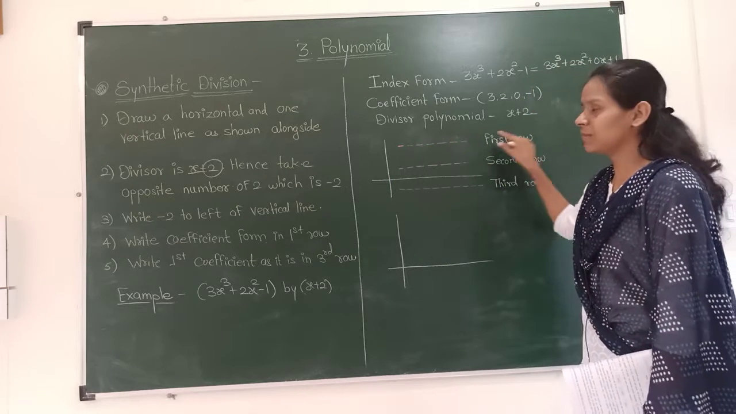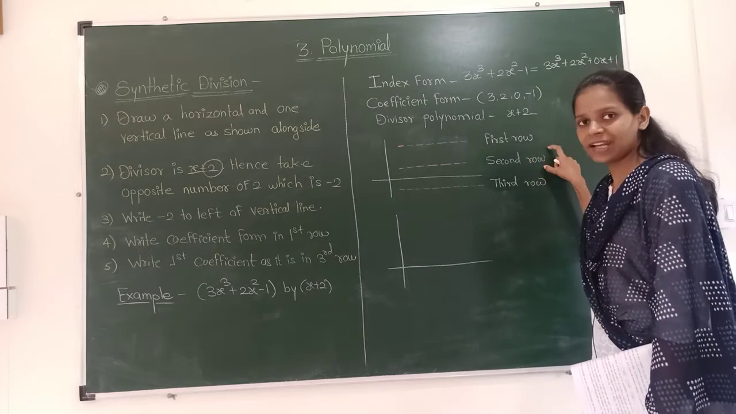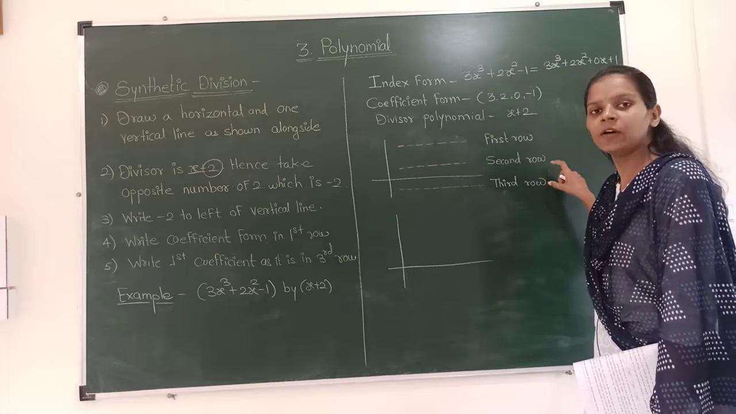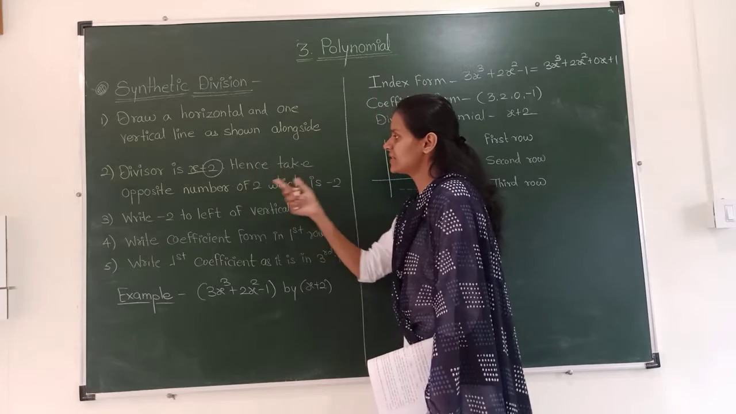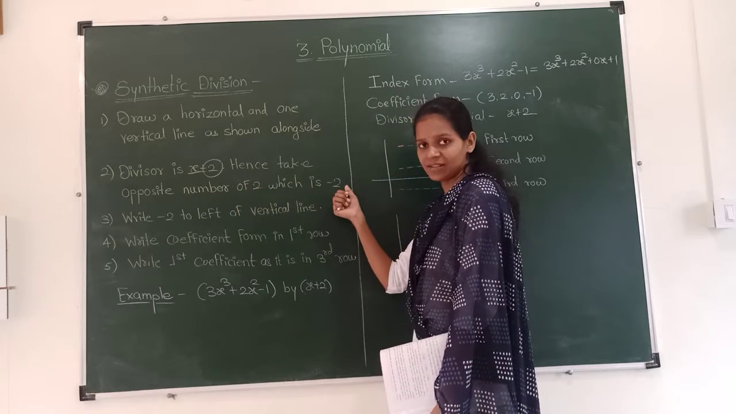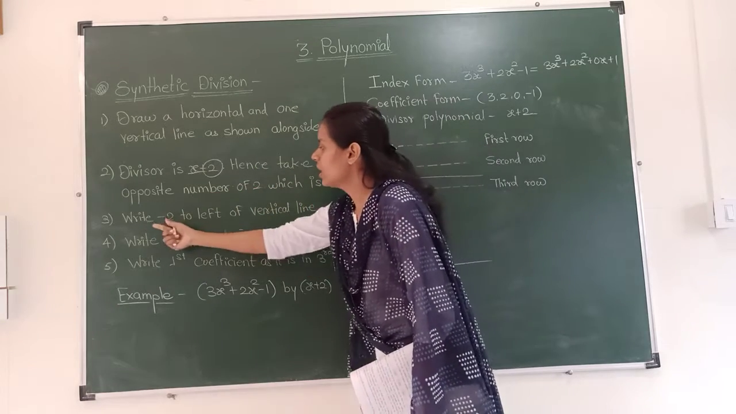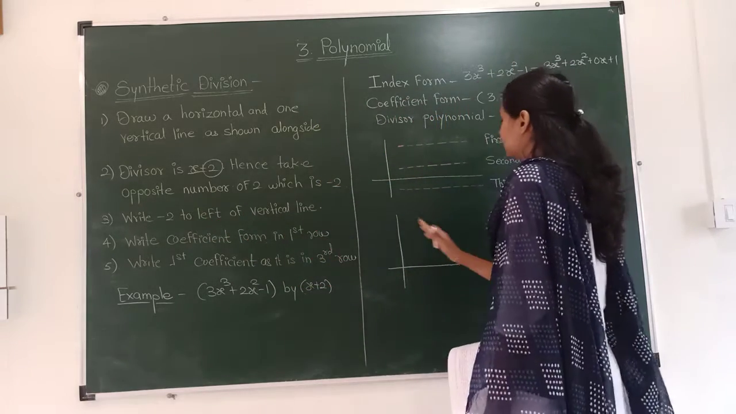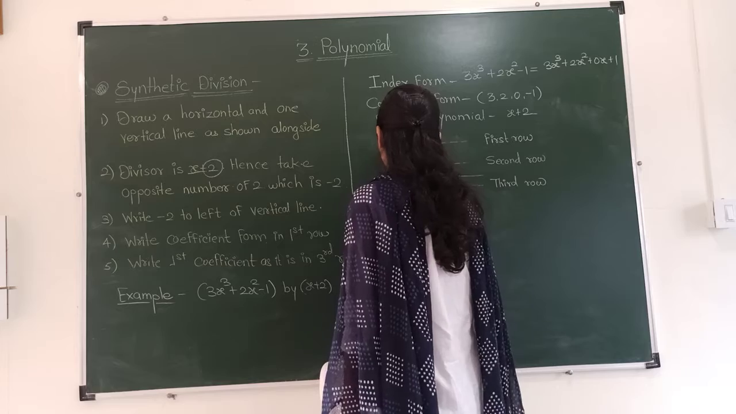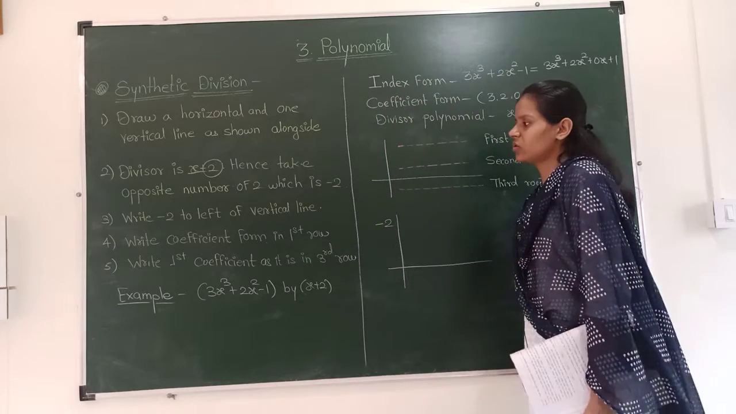You can see this will be the first row, this will be the second row, and this will be the third row. Now what they have told, divisor is x plus 2, hence take the opposite number of 2, which is minus 2. So we took the minus 2. Write minus 2 to the left of the vertical line. This is the vertical line. We have to write minus 2 over here.